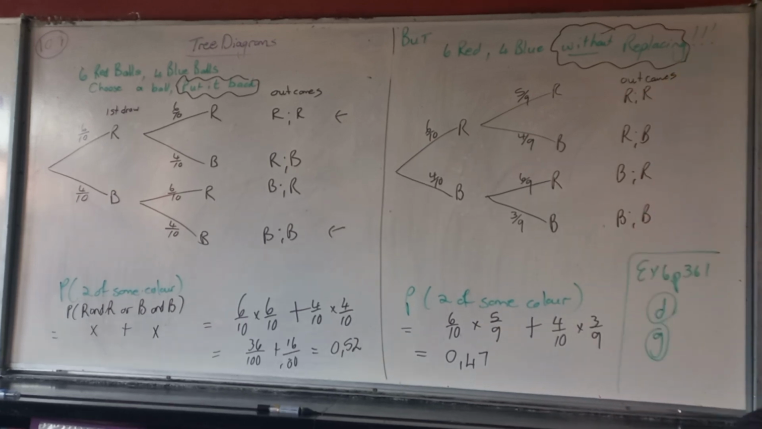So your homework sum is D and G on page 361.